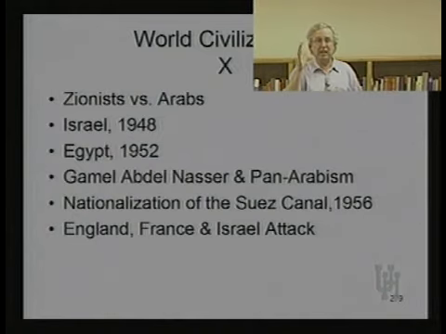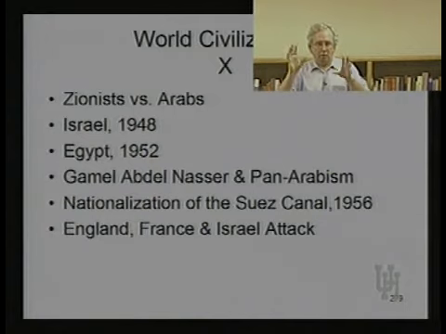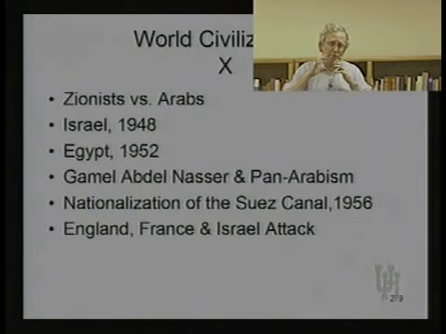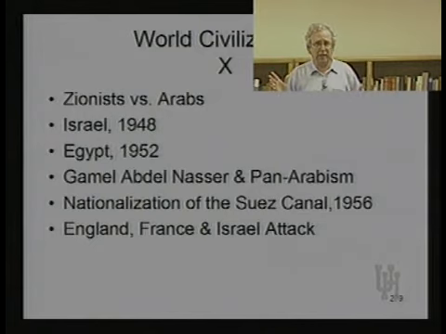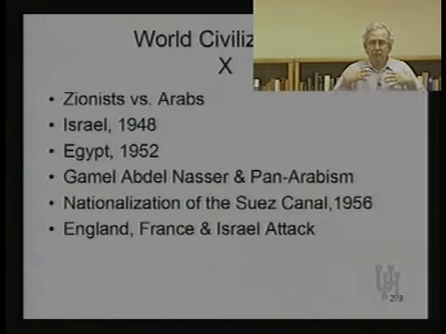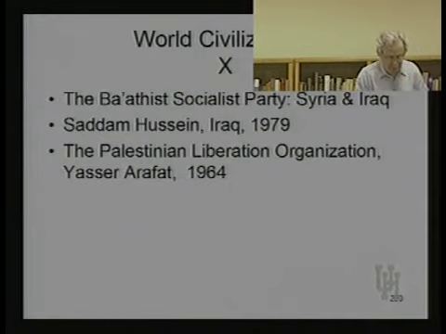The Egyptians resist, and the United States and the Russians, for their own reasons, insist on a halt to the war. Both the Russians because they had growing influence in Egypt, and the Americans because they knew that if the French and the British and the Israelis seized the Suez Canal, it would set off an explosion throughout the Middle East. So for those very practical reasons, both superpowers demand an end to the war. But it was indicative of the militant nationalist spirit that was now reverberating throughout the Middle East.